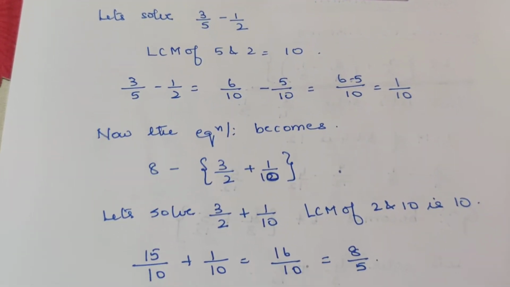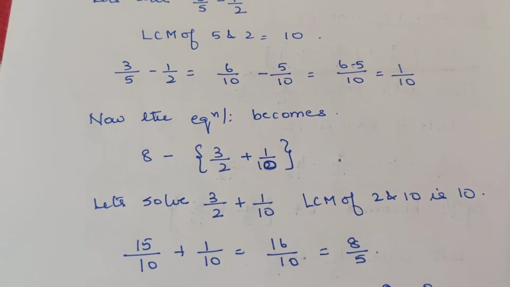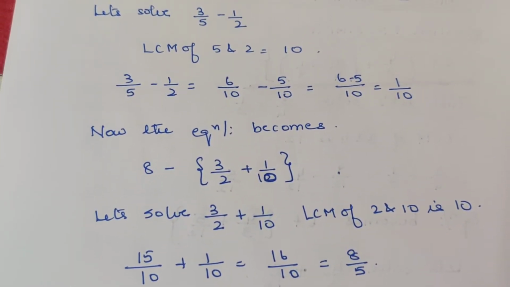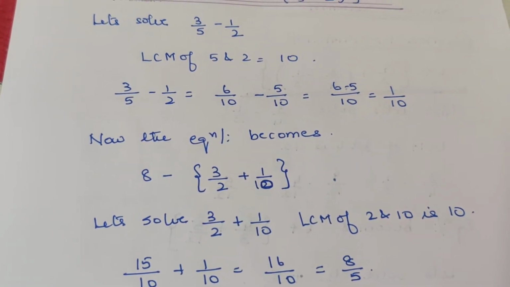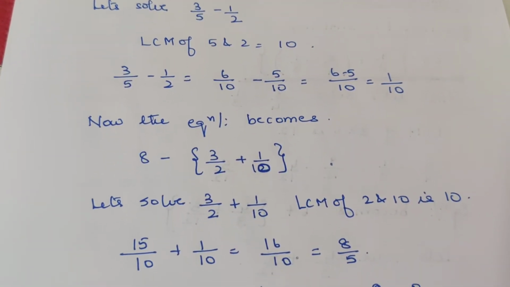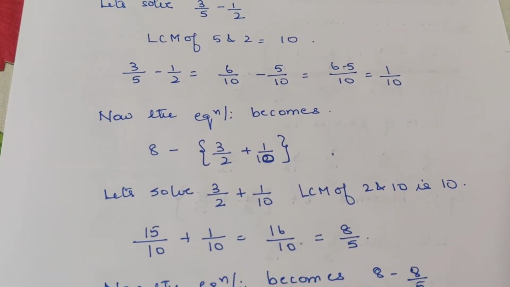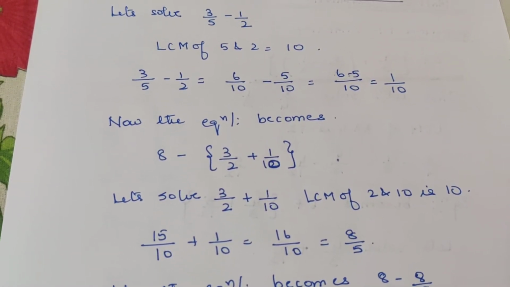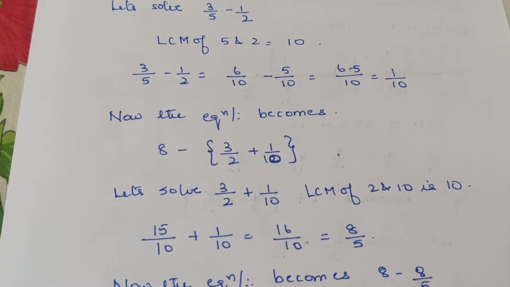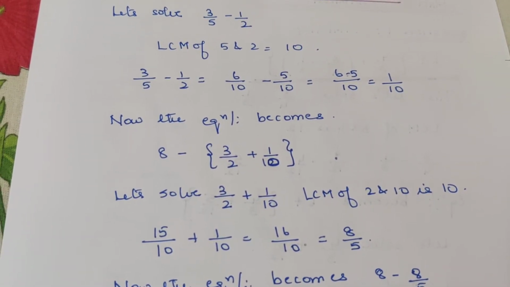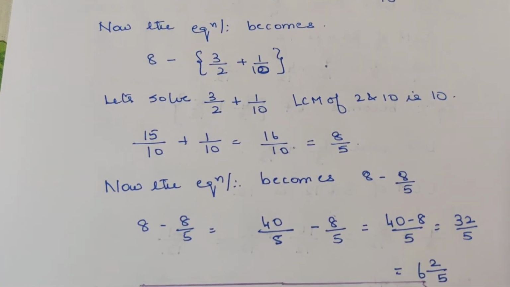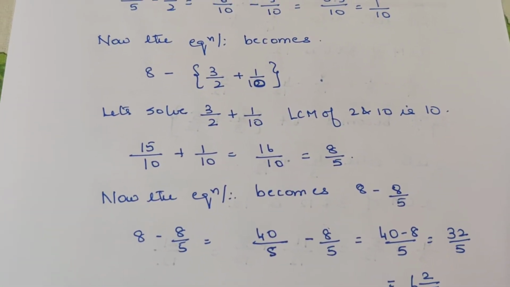Now the equation becomes 8 minus 3 by 2 plus 1 by 10. Let's solve 3 by 2 plus 1 by 10. LCM of 2 and 10 is 10. Therefore, the equation becomes 15 by 10 plus 1 by 10, that is equal to 16 by 10. When you simplify it to the lowest form, it becomes 8 by 5. Now the equation becomes 8 minus 8 by 5.